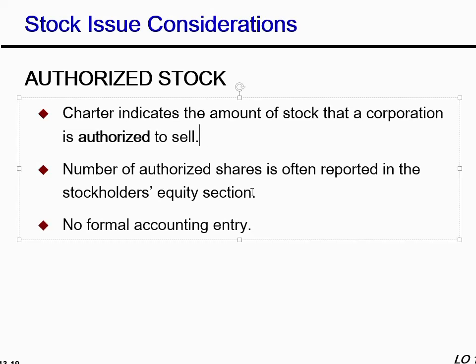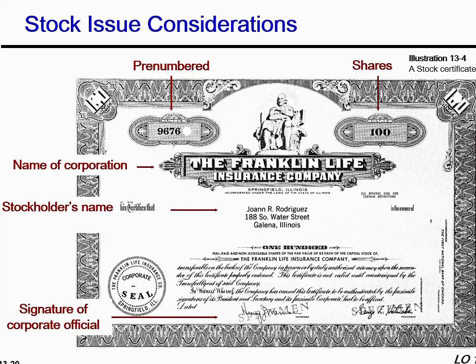We mention, when we prepare the stockholders' equity, which is one of the reports we prepare for companies, that we clearly state what the authorized capital is. But because this is the maximum limit allowed, and no transaction has happened, this is just a ceiling. So that's why there is no journal entry to record the authorized capital. This is how the share looks. It's a document.